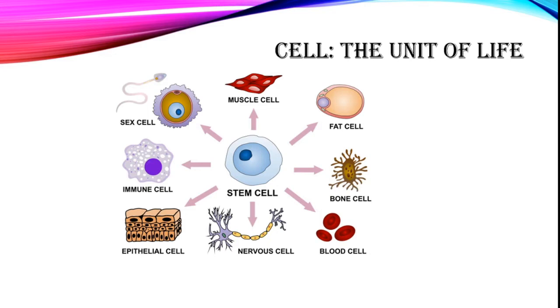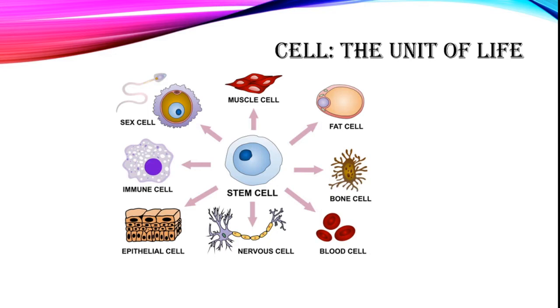Similarly, when we talk about the examples given here, the nervous cell helps in nervous coordination. The blood cell helps in transport of oxygen. Muscle cells help in the movement of our body.